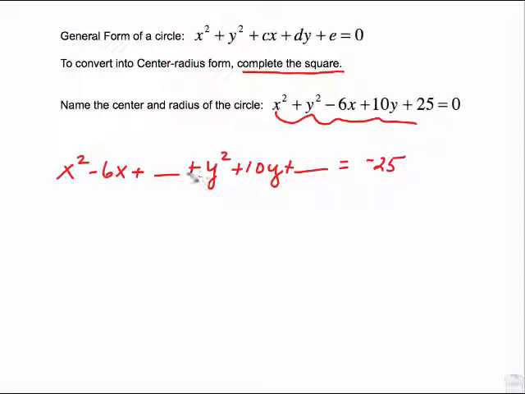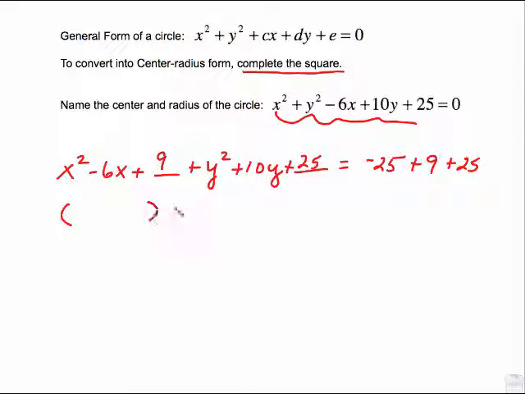Then we have to go through the completing the square routine twice. X^2 - 6x, we'll take half of 6, which is 3, square it, and put 9, and add that 9 to the other side. Half of 10 is 5, 5 squared is 25, and add that to the other side.